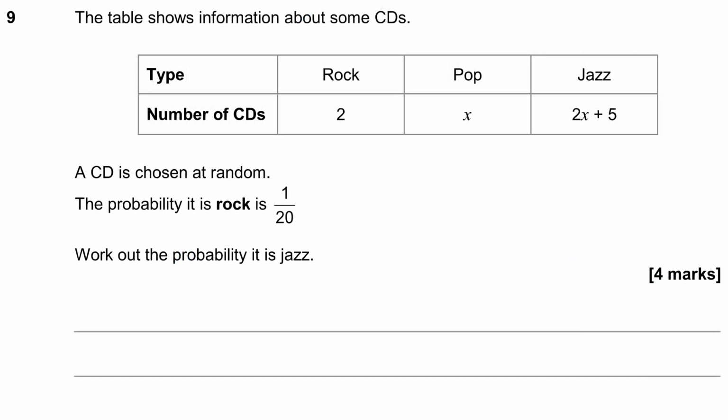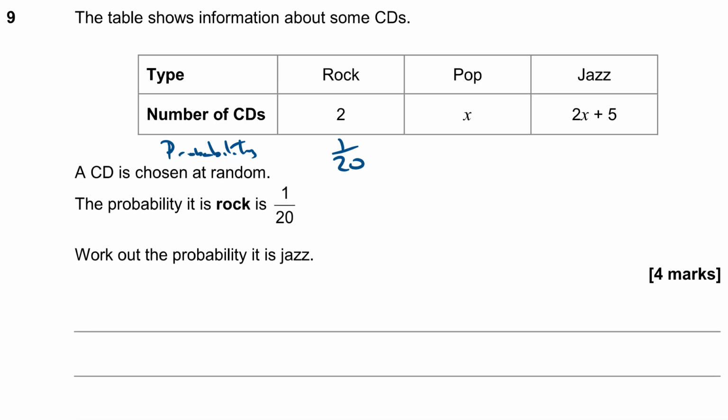Question 9. The table shows some information about some CDs. A CD is chosen at random. The probability that it's rock is 1 out of 20. Work out the probability that it is jazz. Okay, so we've got this table. We've already got some information on it. So the number of CDs for a rock is 2, and the probability of selecting it is 1 out of 20.